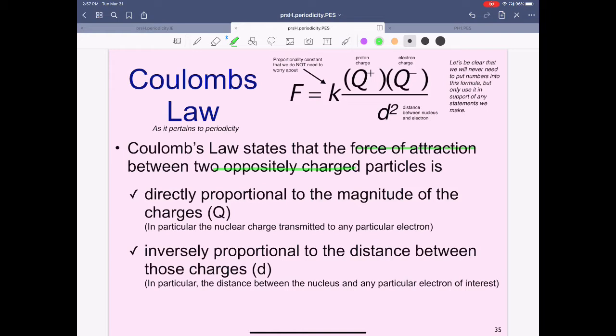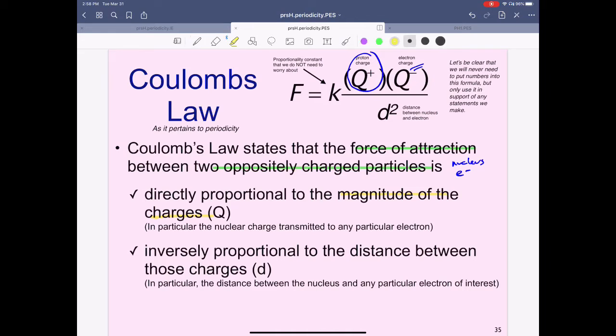Coulomb's law, of course, states that the force of attraction between two oppositely charged particles, and these particles that we're referring to will be the nucleus and the electrons, is directly proportional to the magnitude of the charges. That in particular refers to the size of the proton charge, because our electron charge will generally be referring to only one electron at a time, and that will be constant, but the proton charge will of course change from atom to atom.